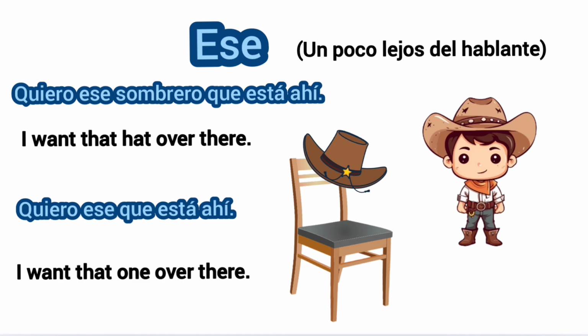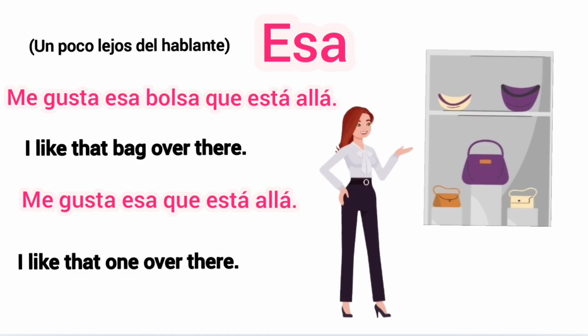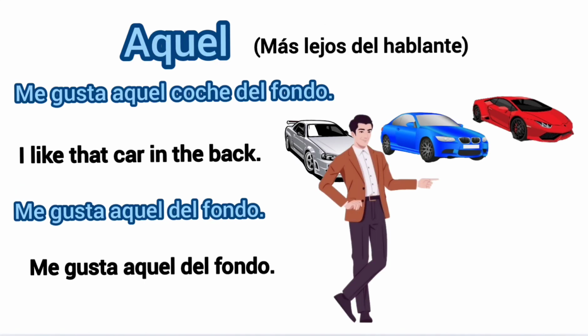Quiero ese sombrero que está ahí. I want that hat that's over there. Quiero ese que está ahí. I want that one over there. Me gusta esa bolsa que está allá. I like that bag over there. Me gusta esa que está allá. I like that one over there. Me gusta aquel coche del fondo. I like that car in the back. Me gusta aquel del fondo. I like that one in the back.